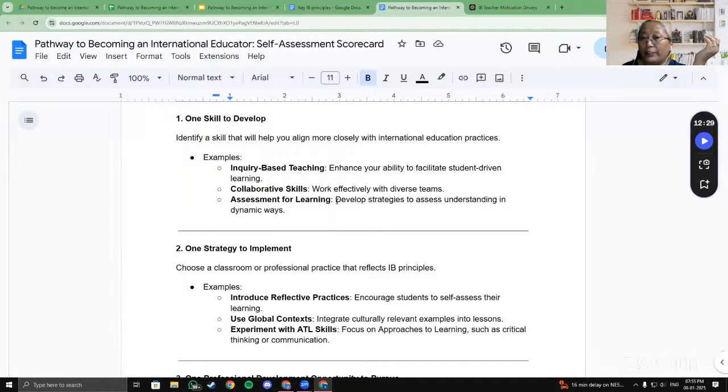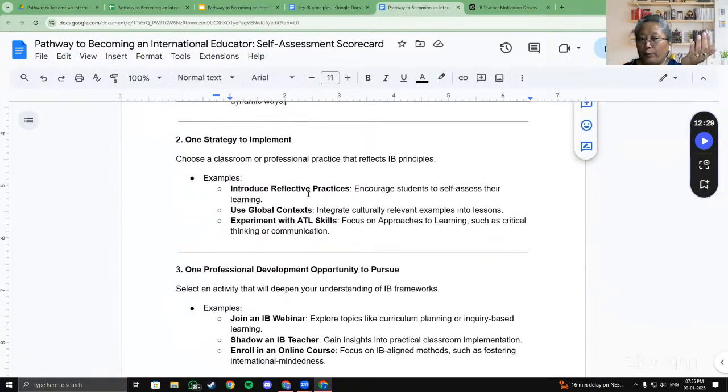Develop strategies to assess understanding in dynamic ways. You will learn how to use assessment for learning or formative assessments in your class. One strategy to implement: you can encourage students to self-assess their learning, reflective practices. If you have attended Vishal's session, he spoke about Gibbs reflective cycle. How are you going to use Gibbs reflective cycle in your classes? That is one strategy. Use global context so that you can integrate culturally relevant examples into your lessons.